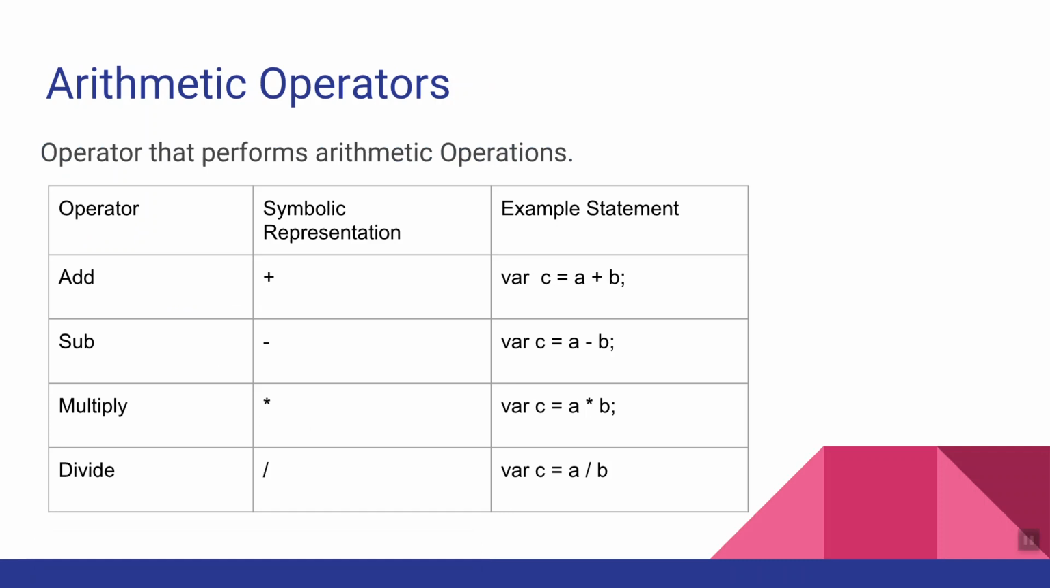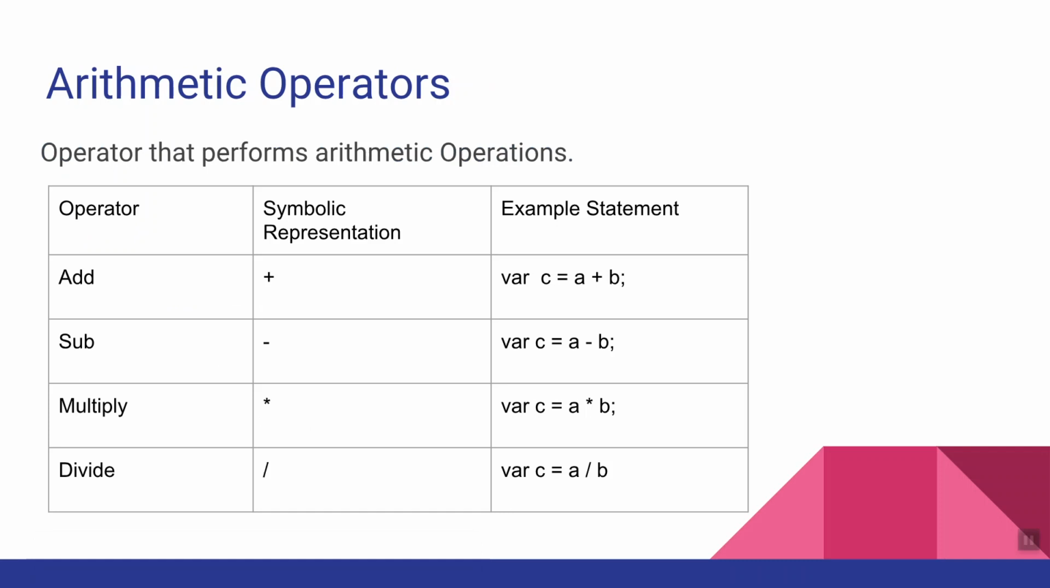If you write a statement like a plus b, the plus operator tells the compiler that it has to do the addition. Whereas when you say a minus b, it tells the compiler that you need to subtract the value of b from a. Whatever operator we specify, the compiler is going to perform that particular operation.